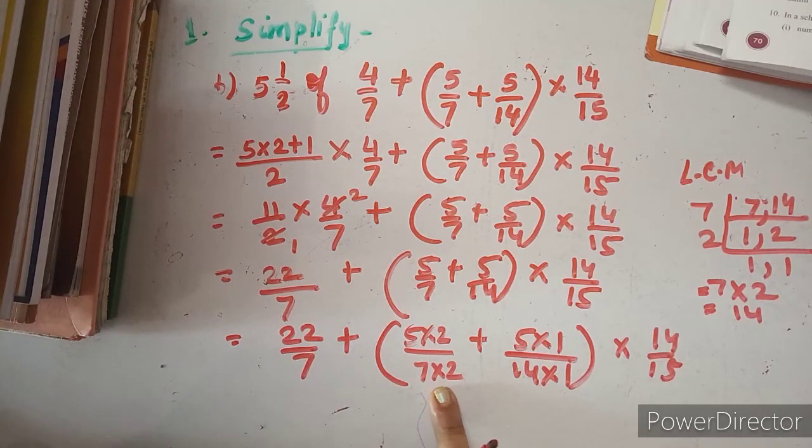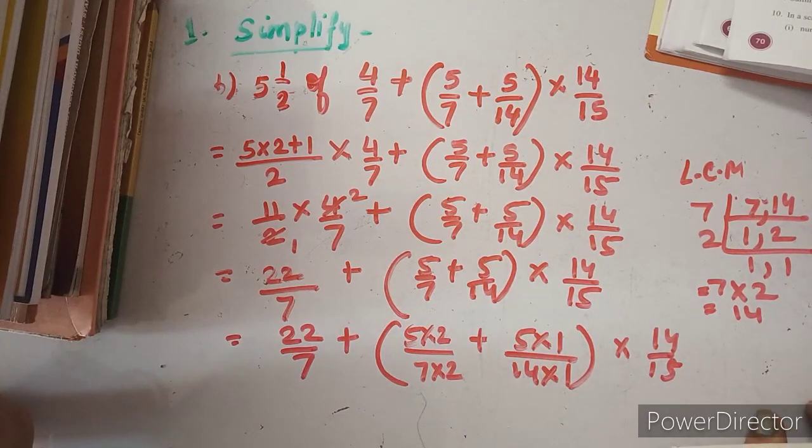So here to make the denominator 14 we need to multiply it with 2. 7 multiplied by 2 is 14, and we need to also multiply the numerator with 2. And here you get 14 multiplied by 1 and 5 multiplied by 1. Then you have the next number as multiplied by 14 upon 15. Now again we need to carry out our bracket things.